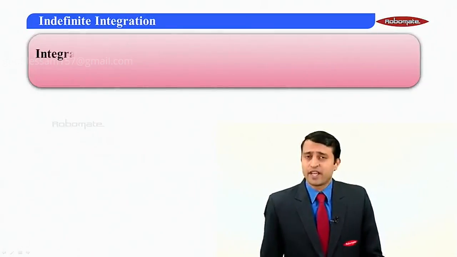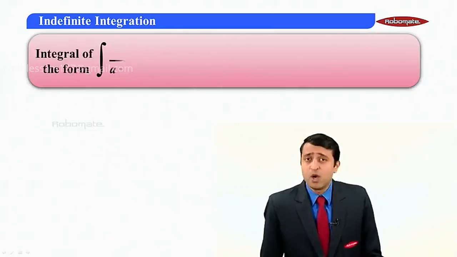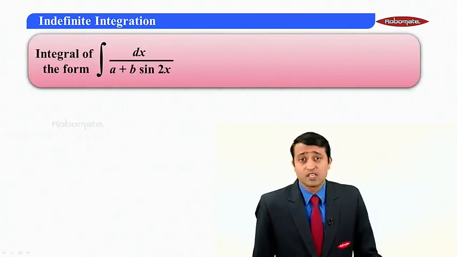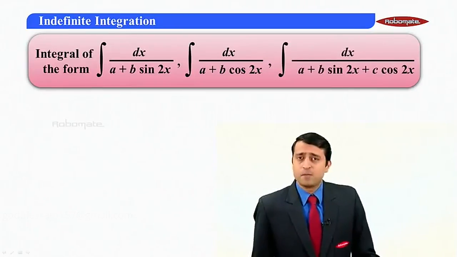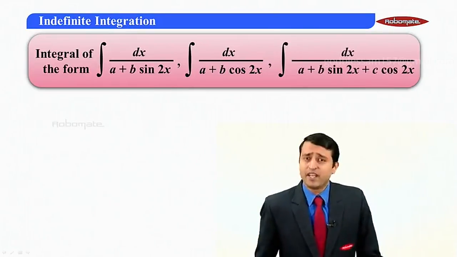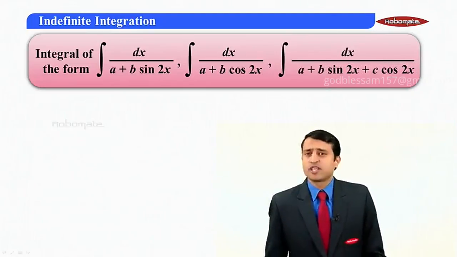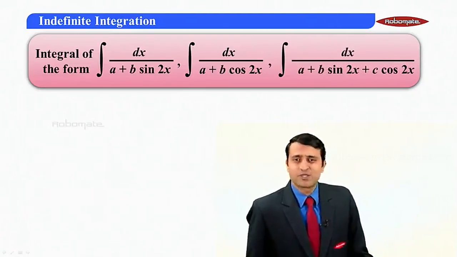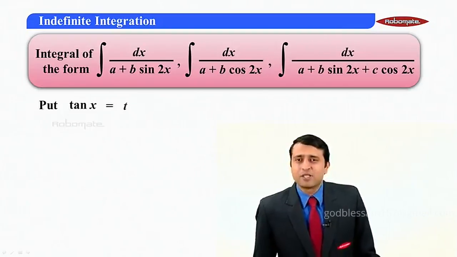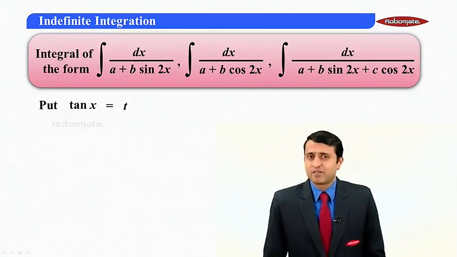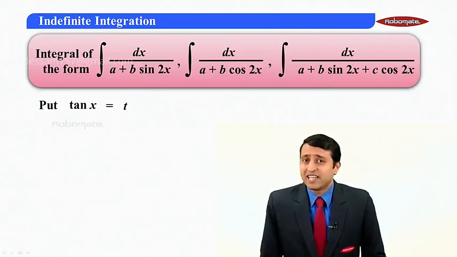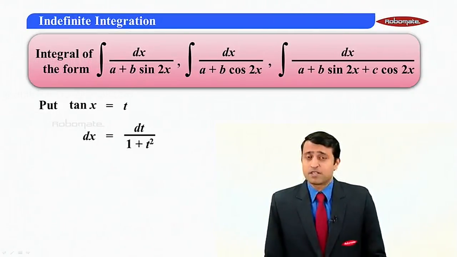In this type what we can have is integrals of the form 1 upon a plus b sine 2x dx, 1 upon a plus b cos 2x dx, or 1 upon a plus b sine 2x plus c cos 2x dx. Integral of any of these has to be solved using a substitution, and that substitution is put tan x is equal to t. That is what we know. If I put tan x is t, x is tan inverse of t, and therefore we can say dx is dt upon 1 plus t square.